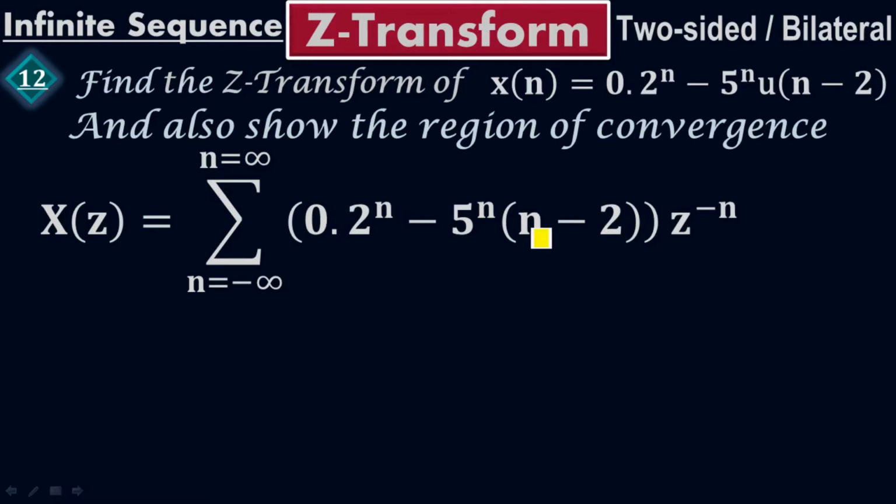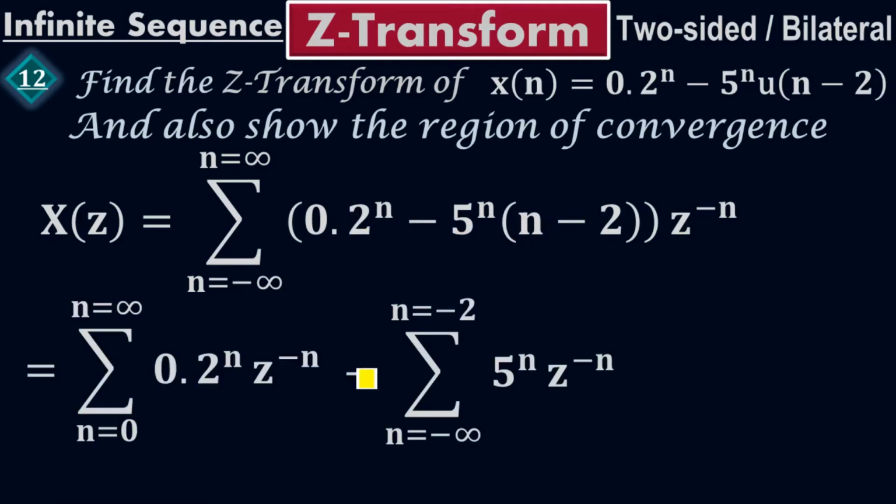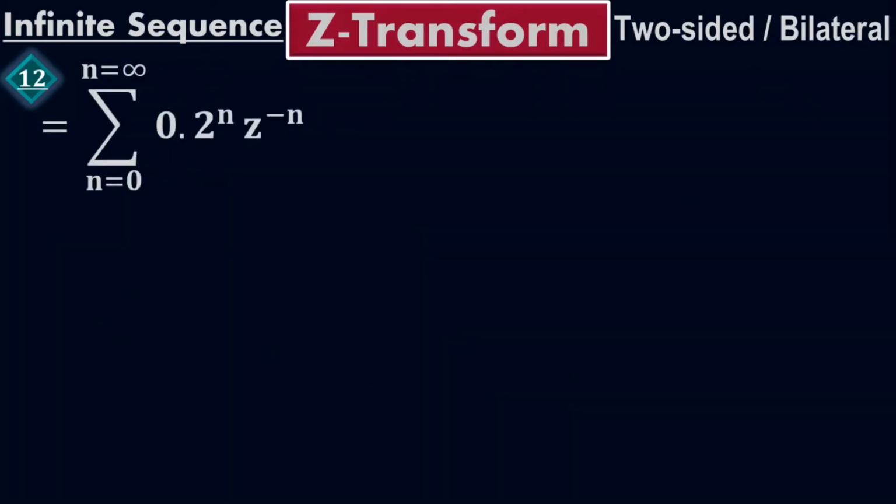Now look, we have two different sequences. One is the right-sided sequence and the other is the left-sided sequence. So for the right-sided, we're going to use the right-sided equation. For the left, we're going to use the left-sided equation. For the left-sided sequence, we must have a negative in front of the 5, which equals the summation of 0.2 to the n times z to the negative n, where n starts from 0 up to positive infinity, minus the summation of 5 to the negative n times z to the positive n, where n starts from n equals 2 up to n equals infinity. Look what I did.